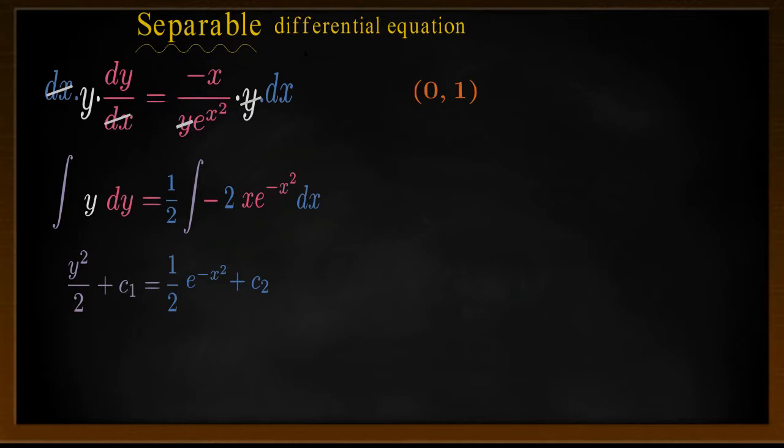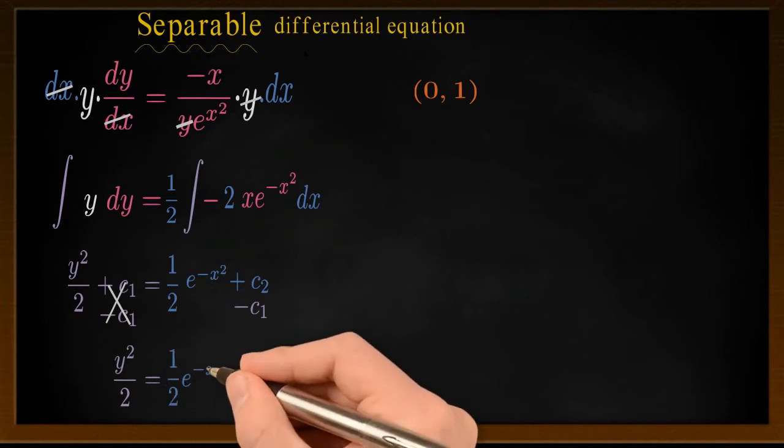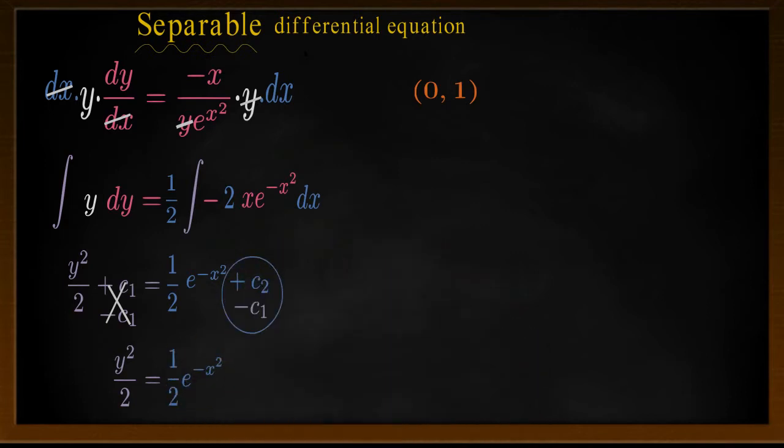Now, what can I do here? Well, I have a constant on the left-hand side. It's an arbitrary constant. We don't know what it is. I haven't used this initial condition yet, we could call it. So let me just subtract c1 from both sides. So these are going to cancel, and c2 minus c1, these are both arbitrary constants. We don't know what they are yet, and so we could just rewrite this as, on the left-hand side, y squared over 2 is equal to, on the right-hand side, 1/2 e to the negative x squared plus c. I'll just say c2 minus c1, let's just call that c. And so now, this is kind of a general solution. We don't know what this constant is.